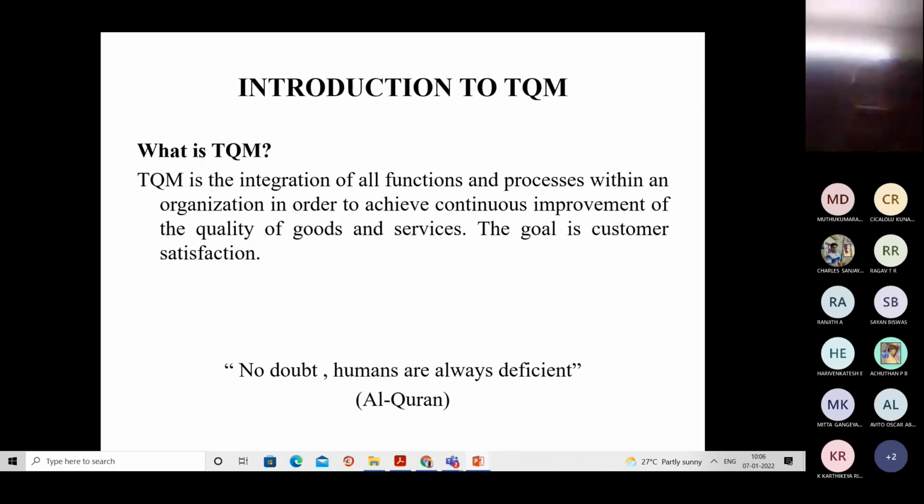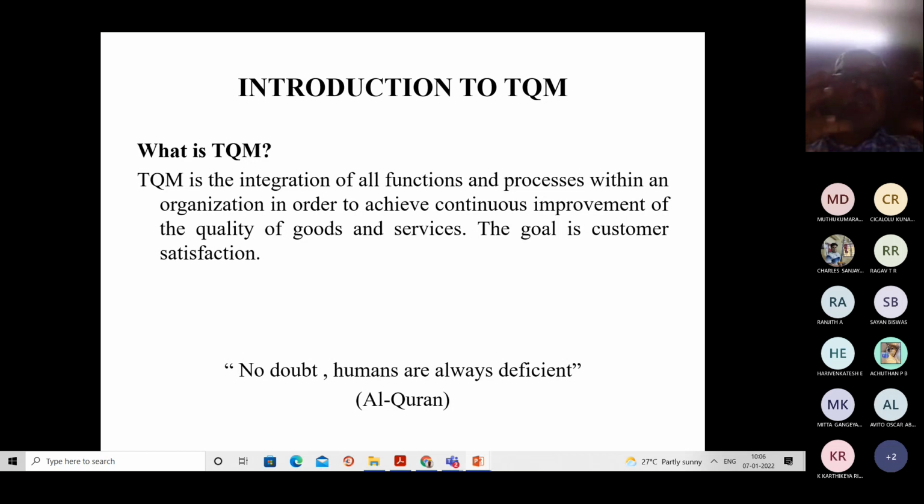So what is total quality management? Everything, I'll show on the next slide. It is the integration of all the functions and processes. Whenever you are making a product, men will be there, material will be there, method is there, and equipment or machine should be there. And one more, money. These 5 M's are very important, as I told you. Otherwise, if you don't have money, you cannot do business.